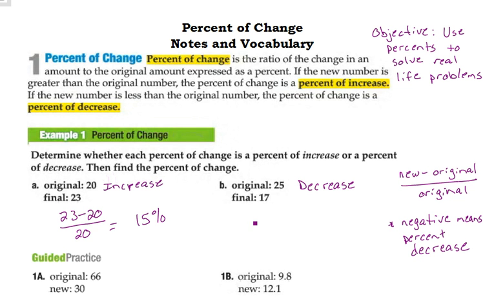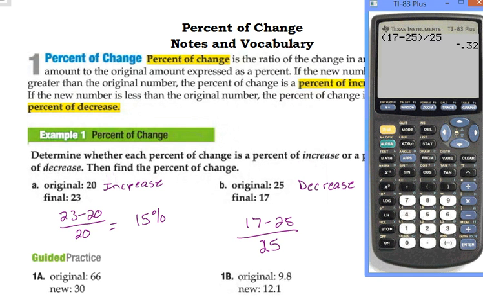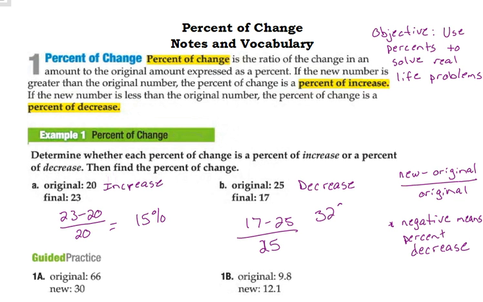So new is 17 minus our original, and we're going to divide that by our original. Okay, you can do some quick math in your head so you don't have to put that numerator. Sure, that's fine. Divided by 25. Again, there's my negative. So when I write this, we're not going to write it as a negative 32%. We are going to say that it's a 32% decrease. That decrease is there to help us with the negative part. Okay, go ahead and try guided practice 1.